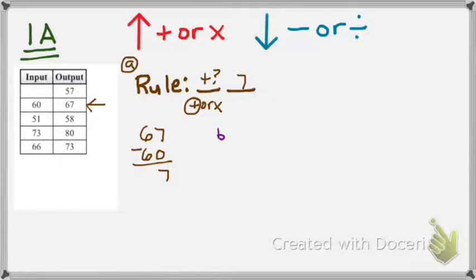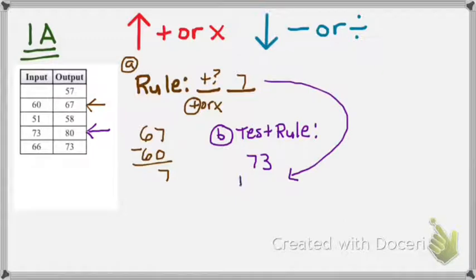So that's going to be part B, which says test the rule. I never want to test with the numbers that I used to find my second blank, so I'm going to take a different grouping of numbers. I'll focus on these right here, my 73 and my 80. In order to test the rule, I take the first number, in this case the input number, I write it down, that's 73. I apply my rule, so I think the rule is plus 7, so I will apply that, plus 7, and my answer should equal the output number.